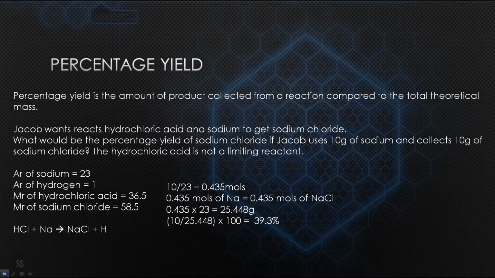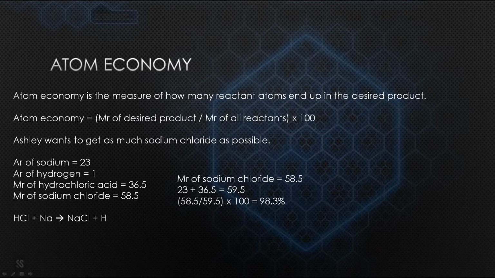However, Jacob only collects 10 grams of sodium chloride, so we divide the 10 grams of sodium chloride collected by the maximum theoretical mass and then multiply the answer by 100 to get the percentage yield, which in this case is 39.3%. Atom economy is the measure of how many reactant atoms end up in the desired product.